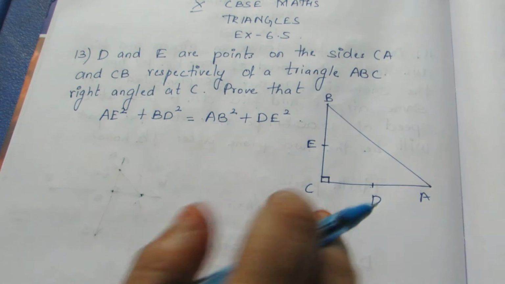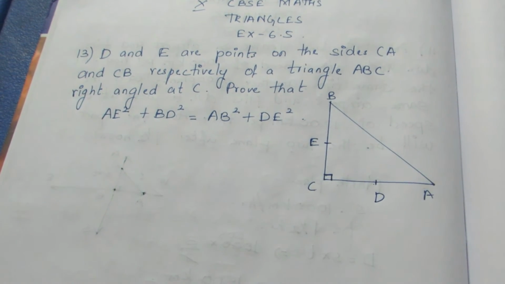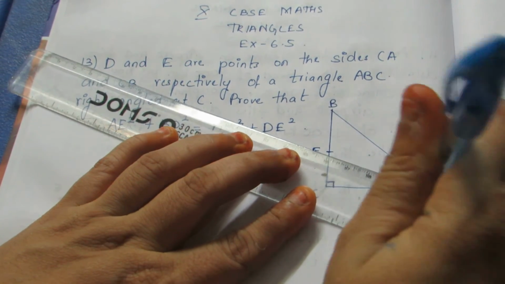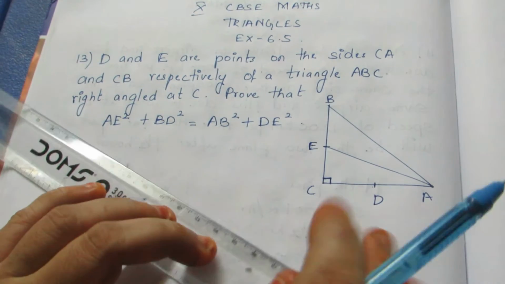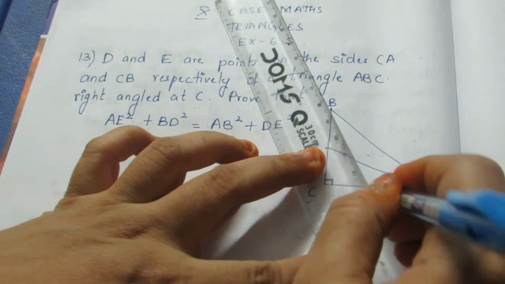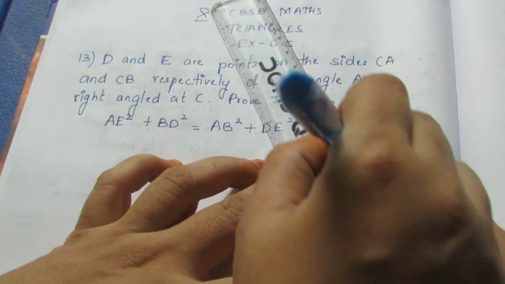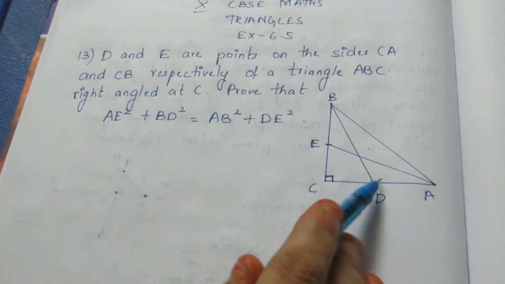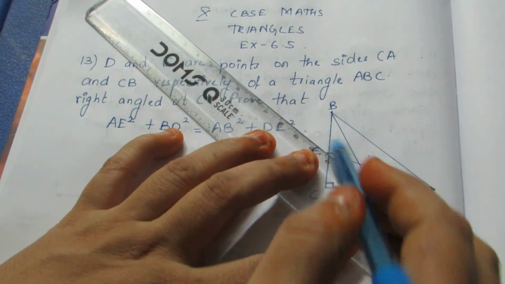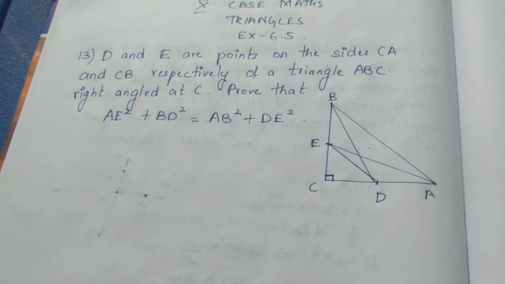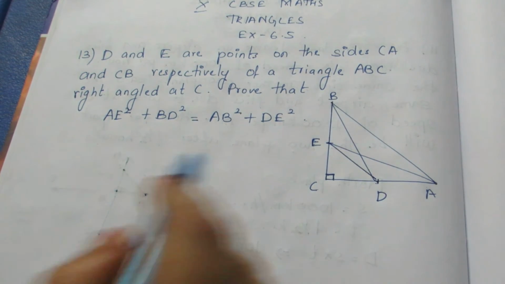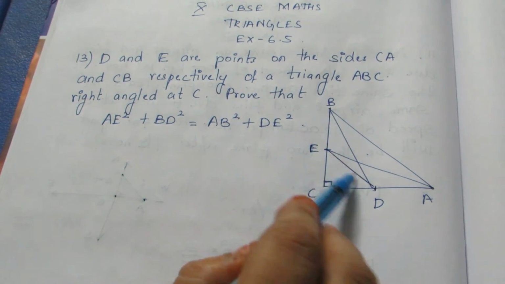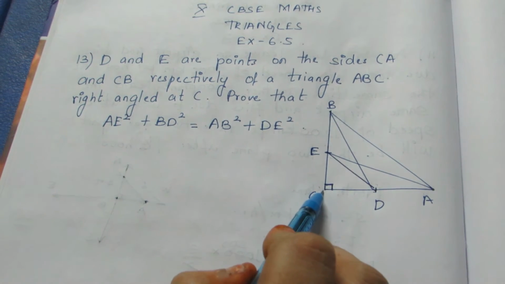Now prove that AE square plus BD square equals AB square plus DE square. Please join what they have given. We want AE, so join AE. Then join BD. Again join DE. As we know that angle C is 90 degrees, any triangle we take joining C will be a right angle triangle.